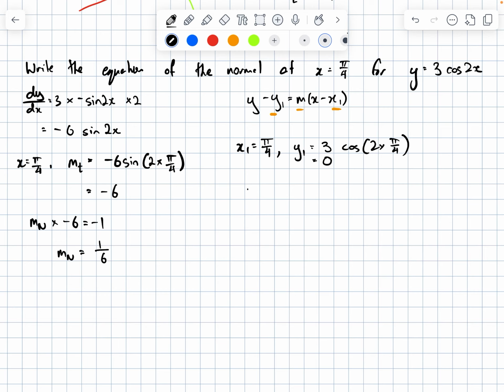So now we have x1 is pi over 4, y1 is 0, and m is 1/6. Substituting into this equation, we then have y minus y1, which is 0, equals 1/6 (x minus x1, which is pi over 4). And if we were to expand that, we get y equals x over 6 minus pi over 24, which is the equation of our normal.